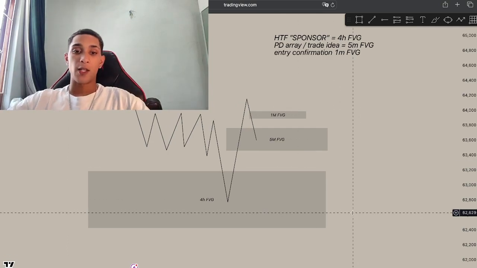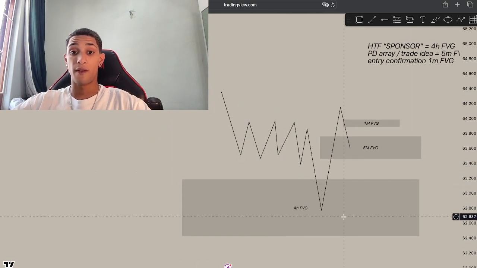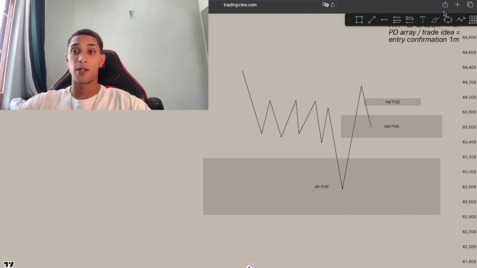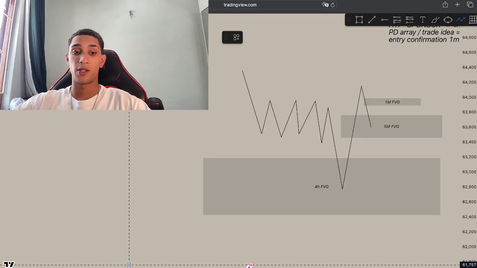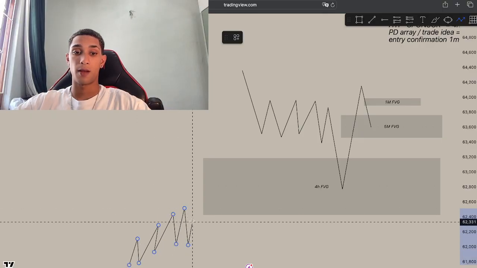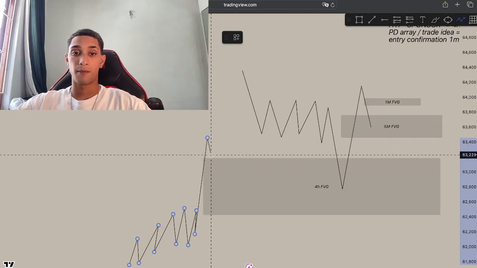So as we know, a fair value gap is going to be used, in this case, a bullish fair value gap is going to be used to push price higher, okay? Let's just imagine, just so that people don't get confused, let's just imagine this is what price looked like here, right? Bang, bang, bang, bang, bang.